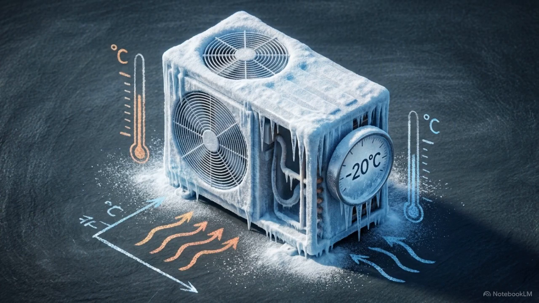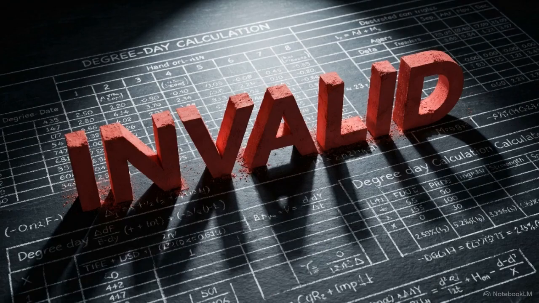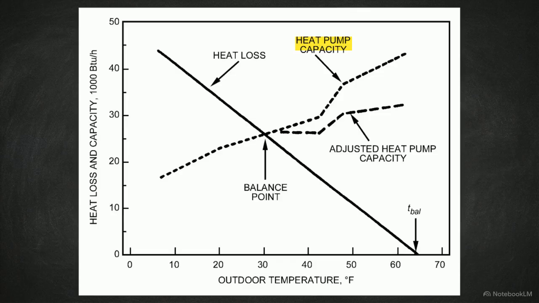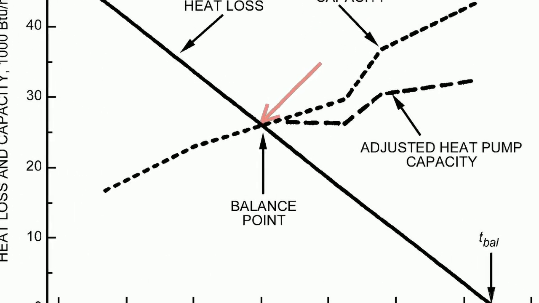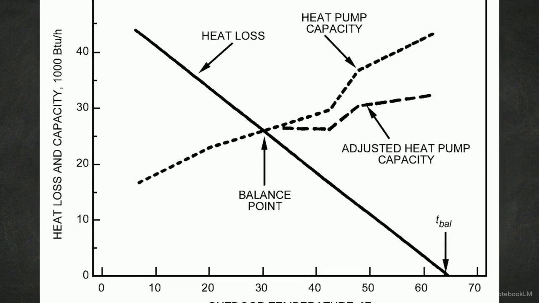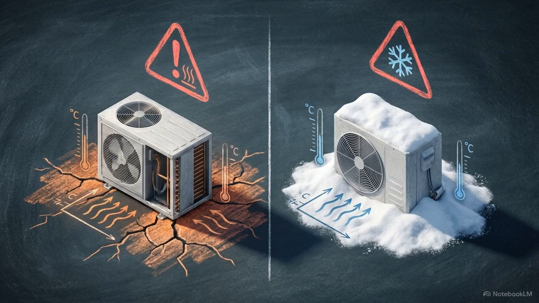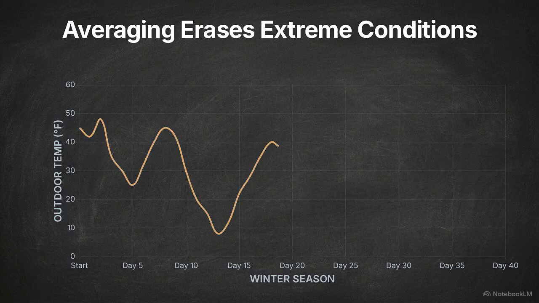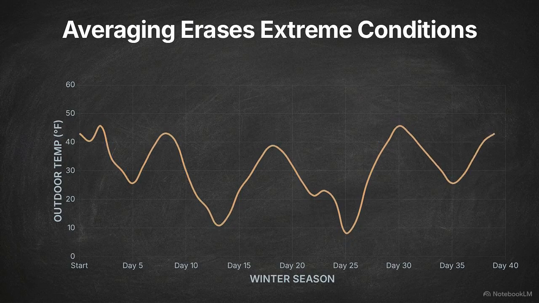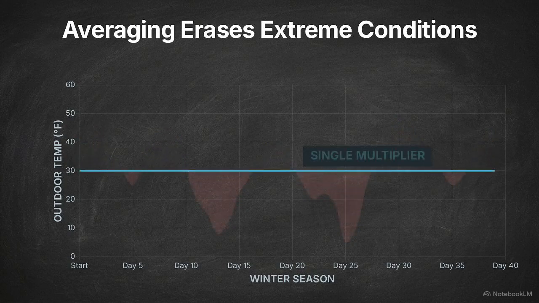When HVAC equipment efficiency fluctuates based on the outdoor temperature, the single-measured degree day approach mathematically fails. This chart maps the performance of an air source heat pump. Notice the intersection exactly at the balance point, where heat loss meets capacity. As temperature drops, moving left along the x-axis, a critical gap widens. Heat loss climbs linearly, while capacity steadily plummets. Degree days cannot reconcile these two conflicting variables. Averaging the entire winter season into a single multiplier erases the extremes, where the equipment operates least efficiently.